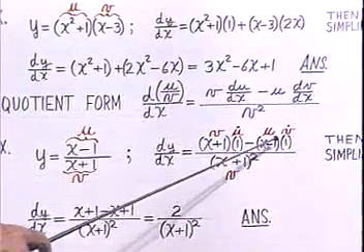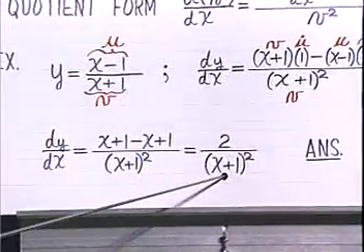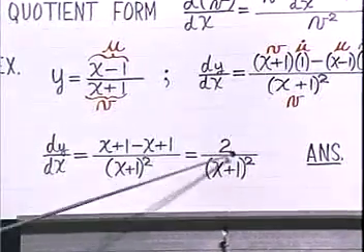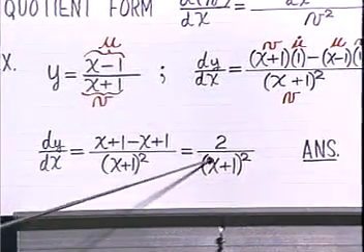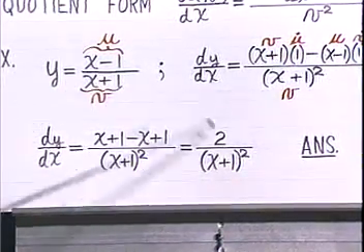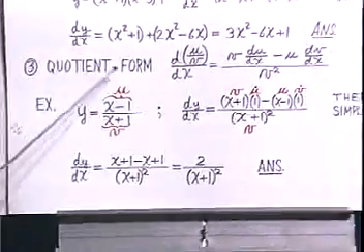Then you simplify, gather the terms together, etc., and you come up with this as an answer. This is the derivative of this. In this case, it looks a little bit like it also, but rarely does it look alike. Okay, so that's the quotient form.